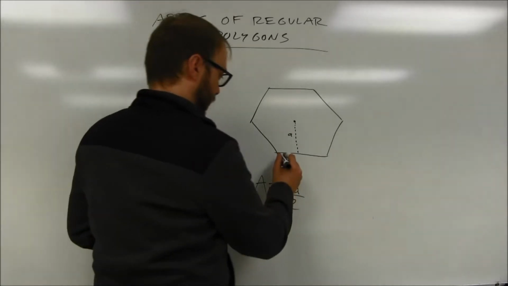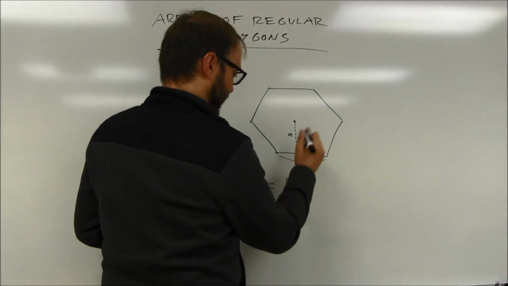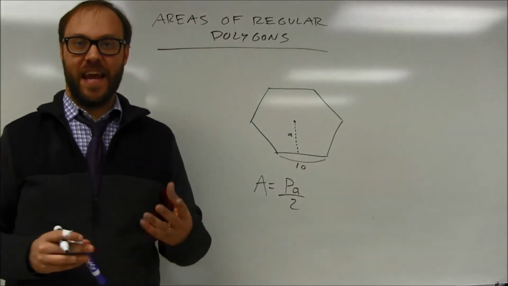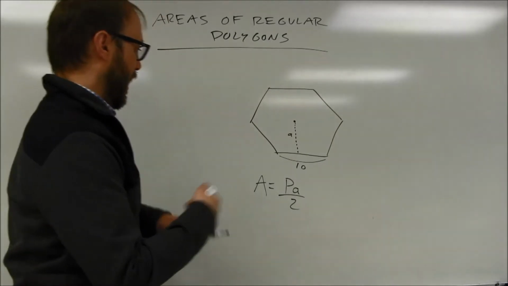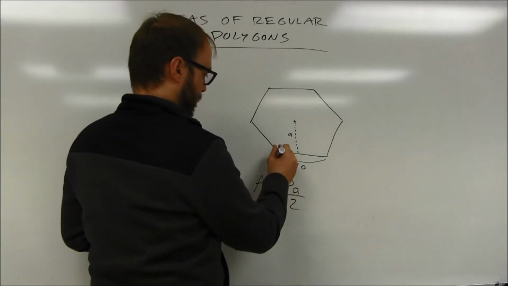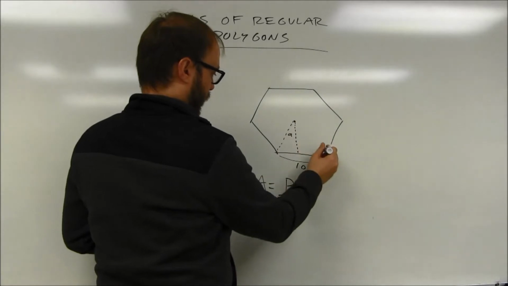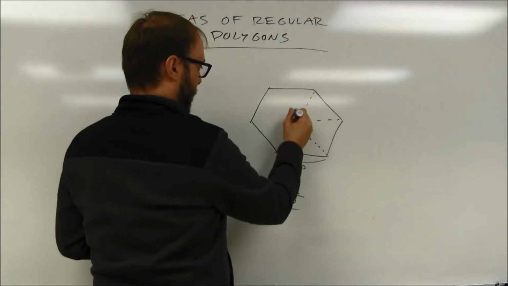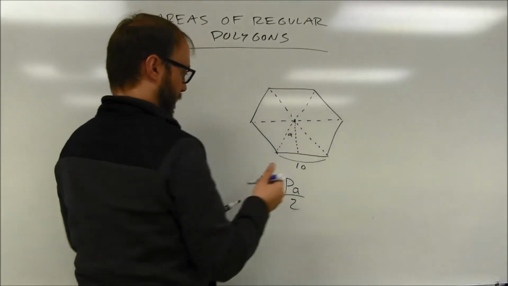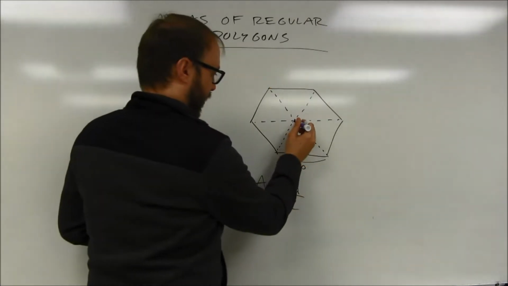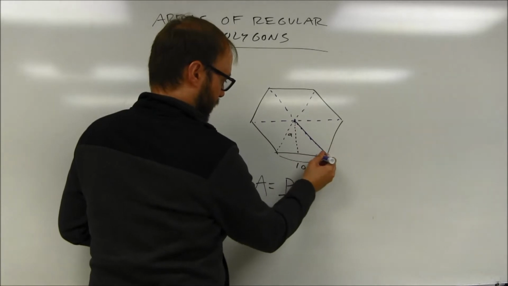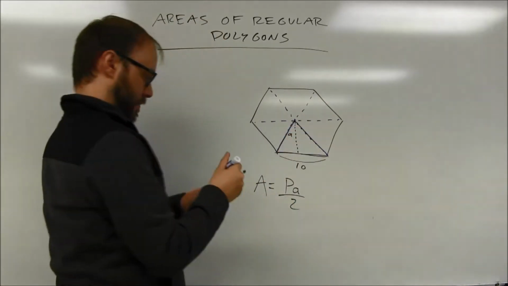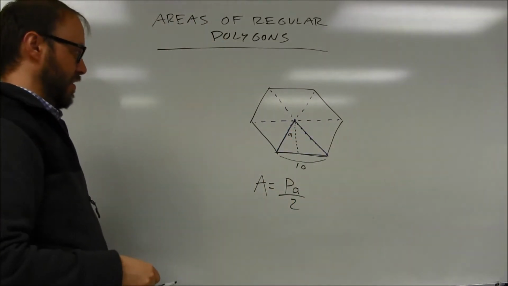So let's say I had a regular hexagon. And let's say that the side lengths of that hexagon are 10. All right? If I break this thing up, I can break it up into 6 triangles. Okay? And so if I can find the area of one of these triangles, I'm going to be able to multiply that by 6 and find the area of the whole thing.